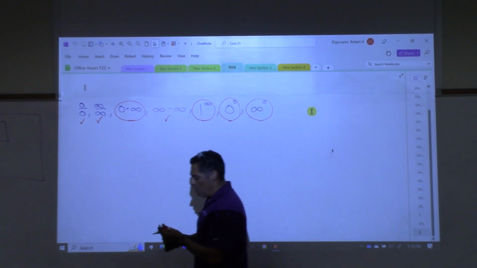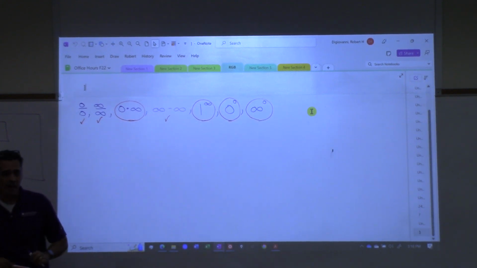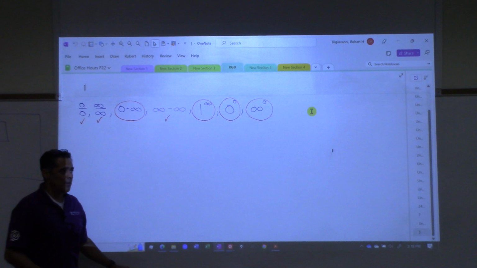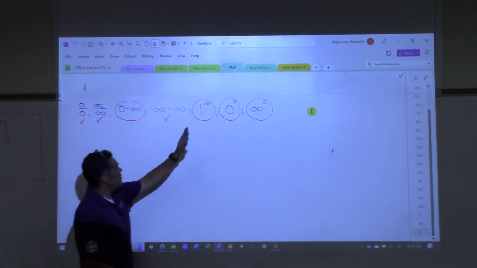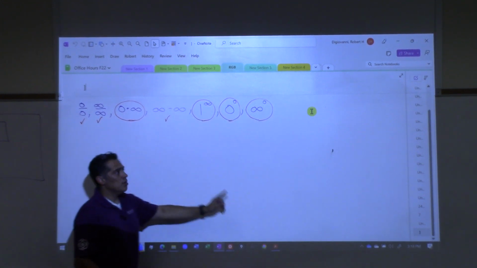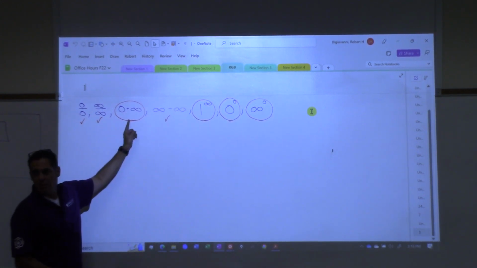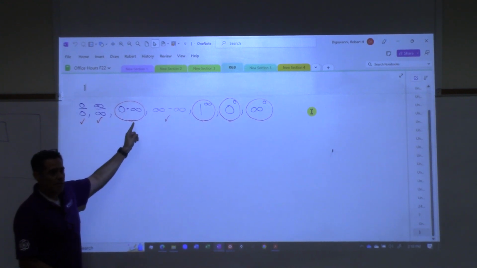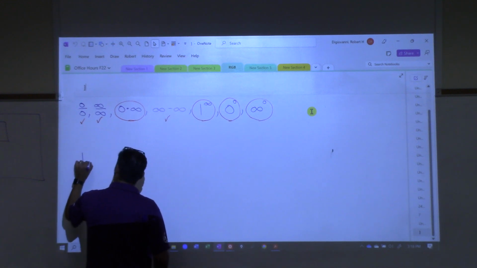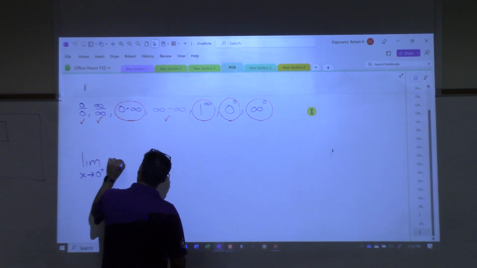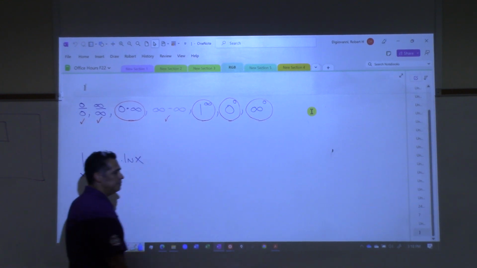We still have to cover all of those, and we're going to do that all right now in the next hour and 20 minutes, all right? We are going to look at all those different scenarios. And I will tell you, in order to do these three, you have to be able to do this one. So this is going to be very important that we understand how to do this. So let me give you an example first. Limit x goes to 0 from the right of x times the natural log of x.